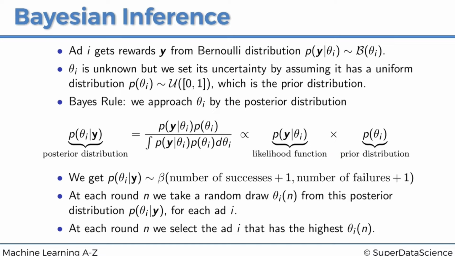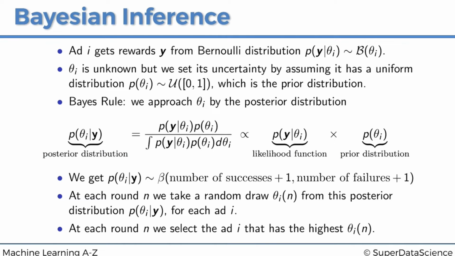And then the second assumption, a less strong assumption than the first one, which is the strongest assumption, is this second line here, and that is that we assume that theta i has a uniform distribution, which is the prior distribution. And then we use the Bayes rule to get the posterior distribution, which is p(theta i given the rewards that we got up to round n). And so by using Bayes rule, that's how we get this beta distribution in this step 2 here.